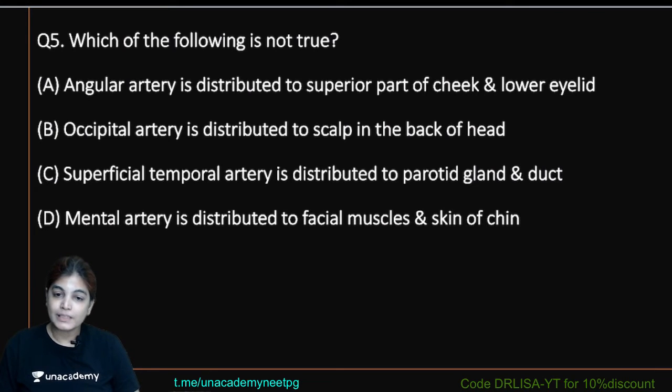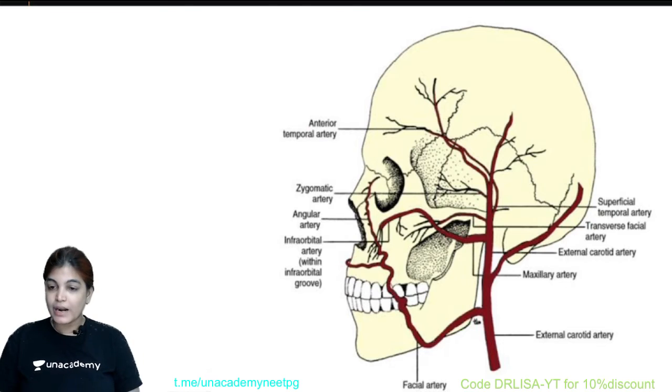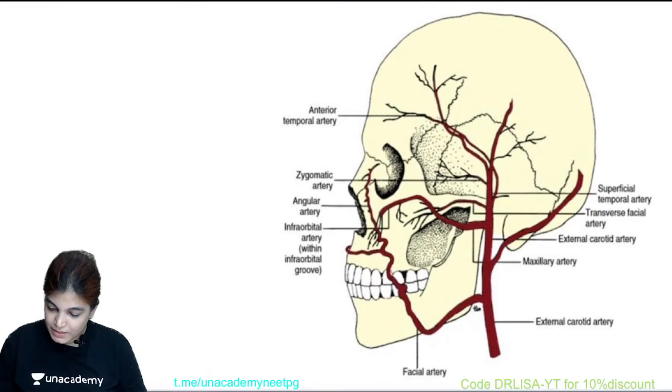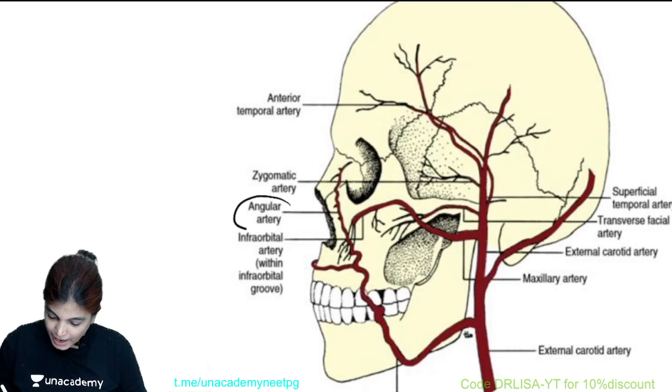And for solving this MCQ, I want you to know the details of all the arteries mentioned in the options. So starting with the first, that is the angular artery. So let's start with the discussion of the first artery, the angular artery. We are seeing in the diagram the angular artery has been shown. So let me just enlarge this diagram. So this is the angular artery.